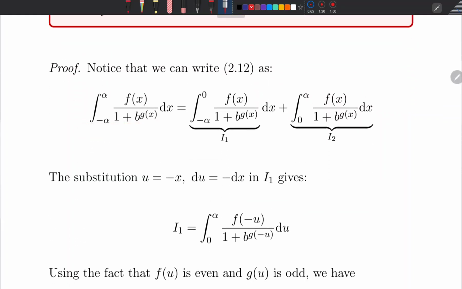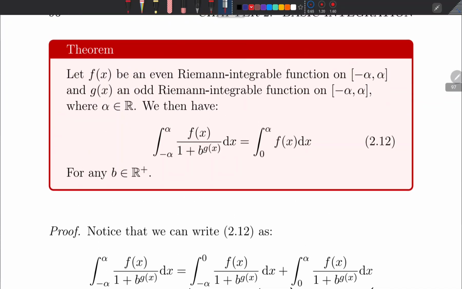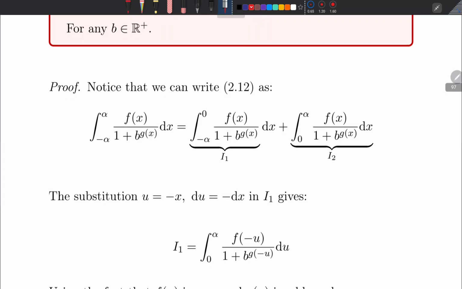We have this integral, right? So basically you just have to note down that your f of x is an even function, right? And your g of x is an odd function. So that's what you just need to note down, because that's why it's given over there, because that's going to be helping us out a lot.